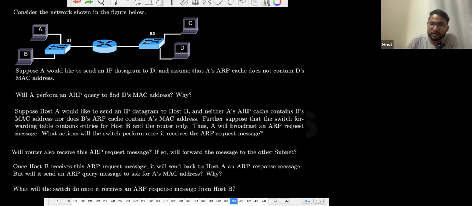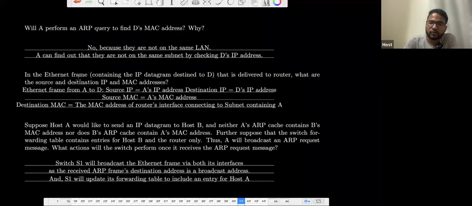Thus, A will broadcast an ARP request message, right, within this network. And then what action will the switch perform once it receives the ARP request message? So A will broadcast the ARP request message. It will come to this switch, and then what will the switch do? It will just pass the broadcast message to B, right? So it doesn't need to do anything.